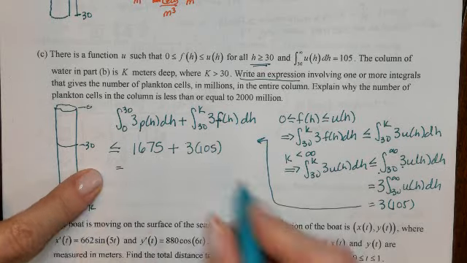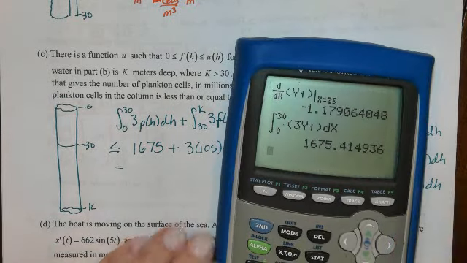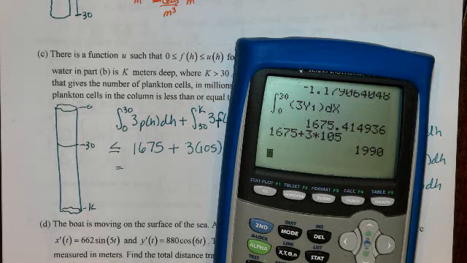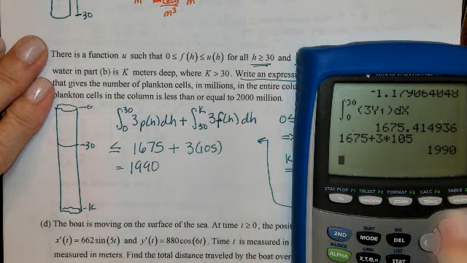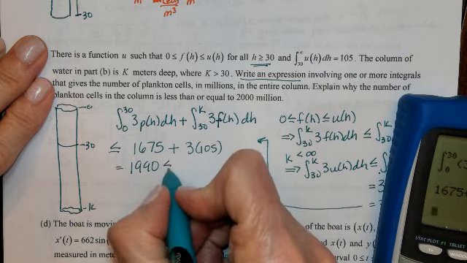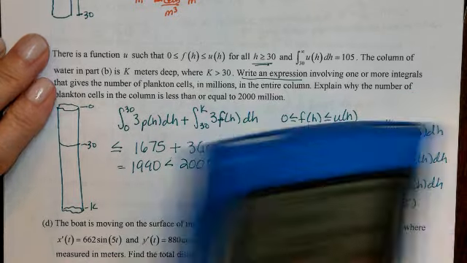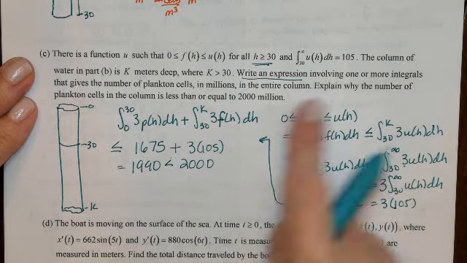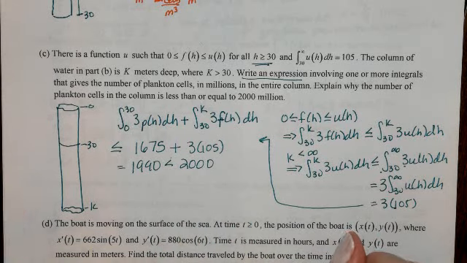And that is equal to, I guess I'll grab my calculator real quick here to see what that's equal to. 1675 plus 3 times 105. 1990, which is less than or equal to, or it's just less than 2,000. So we mathematically explain why the number of plankton cells has to be less than or equal to 2,000 million.